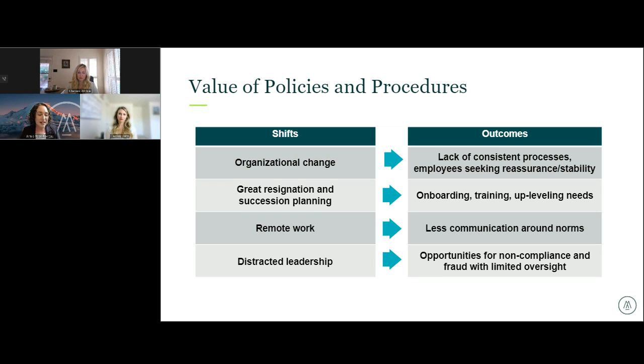And then the last one here, I know, Tammy, you're going to talk a little bit about fraud in a minute here, is distracted leadership. This is something we're seeing where leadership necessarily has to focus on responding to crises or some of these big picture shifts and changes. And that just creates opportunity for non-compliance and fraud if you don't have that oversight, and if you don't have a policy or procedure that really lists out who is meant to be providing that oversight function. So these are just some of the areas where we're seeing this come up very frequently.